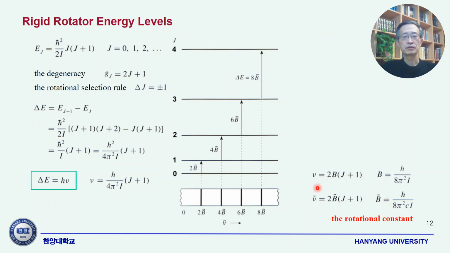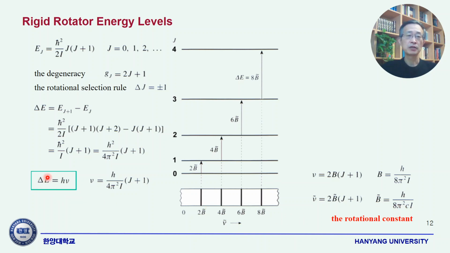Sometimes you are required to use nu twiddle, which is the transition in wave number. So for the energy in wave number, you are going to get B twiddle. That is also called the rotational constant, but the unit is different. Then what you need to do is divide by c, the speed of light, which gives h over 8 pi squared cI. So both are called the rotational constant.